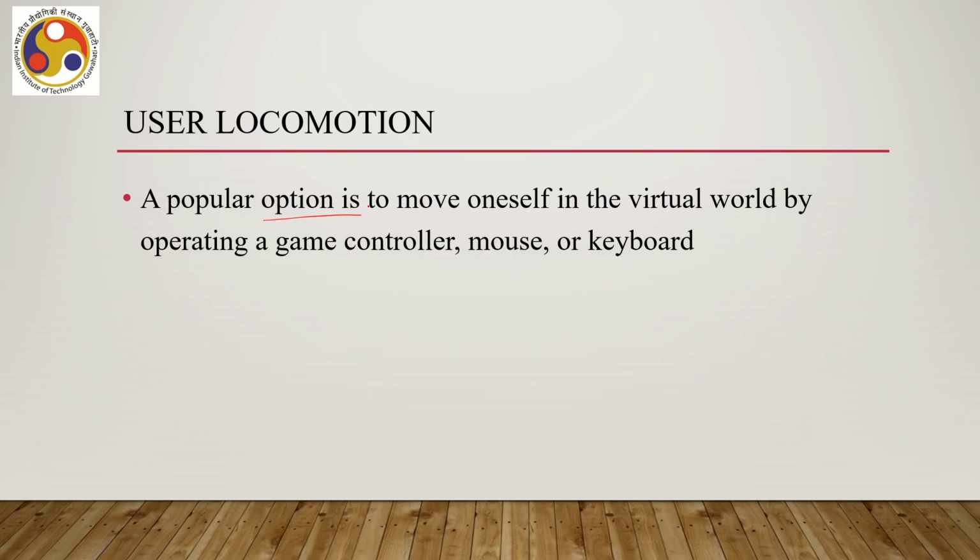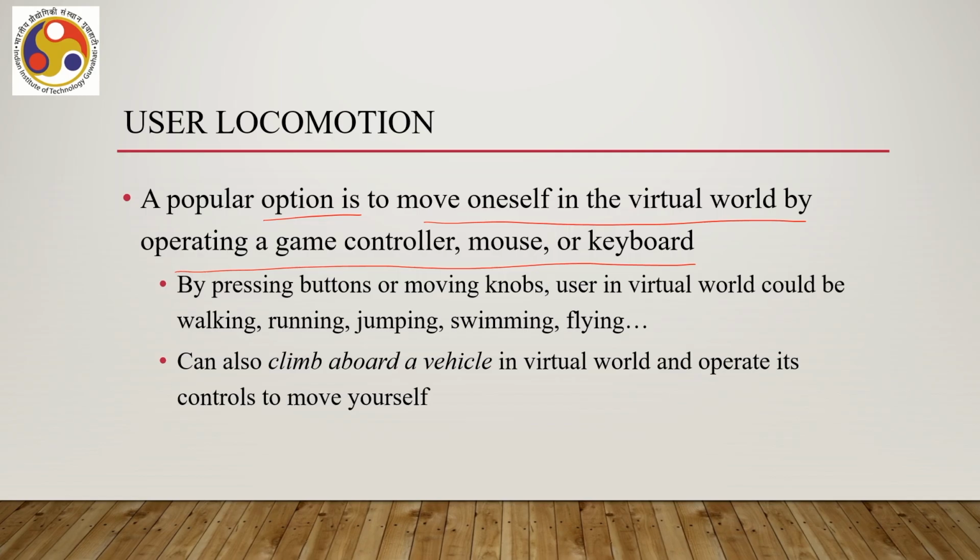A popular option to move oneself in the virtual world is by operating a game controller, mouse or keyboard. Say for example, by pressing buttons or moving knobs, the user in the virtual world could be walking, running, jumping, swimming. That is, the avatar of the user in the virtual world can perform all these activities without moving physically. You can also climb aboard a vehicle in the virtual world and operate its controls to move yourself. That is another metaphor, the vehicle metaphor, which can be used while the user is sitting. That is possible.